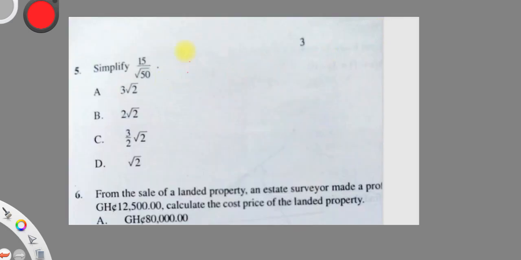Hello, students. You're welcome. Let us solve this. This is an objective question. This continues, for example, solving final exam questions and examples. This is a continuation.